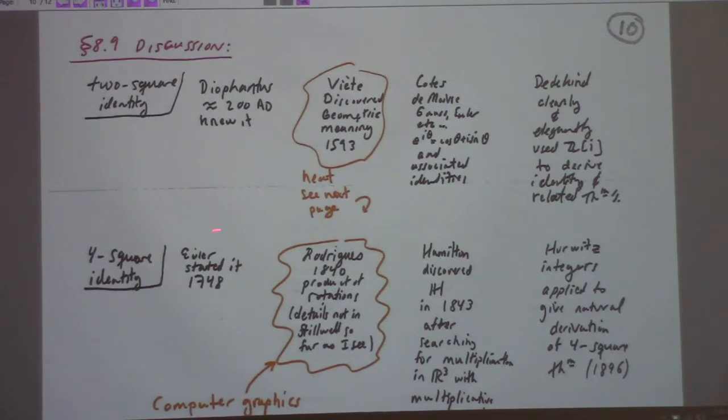The four-square identity, Euler derived in 1748. Rodrigues in 1840, I think, well, I'm not sure if this is really part of the four-square identity, but it's related. I think Rodrigues did something related to the quaternions. I'm trying to remember. Hamilton, 1843, found the quaternions. And then Hurwitz integers were applied to give a natural definition of the four-square identity in 1896.